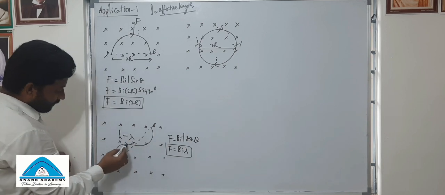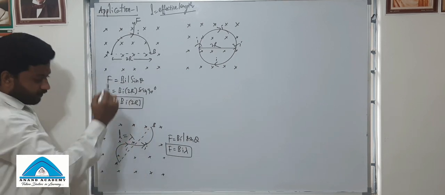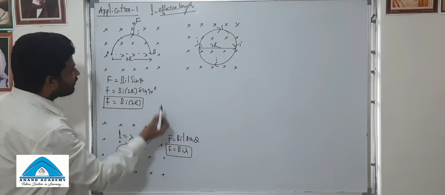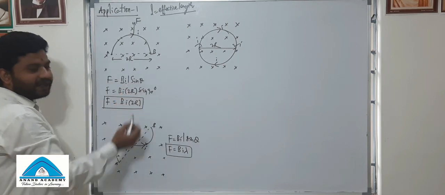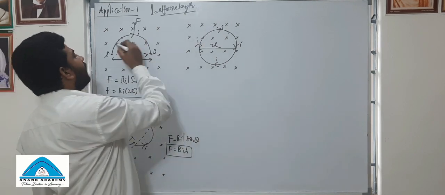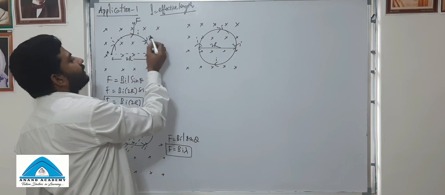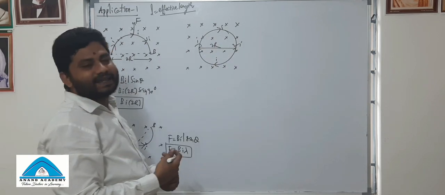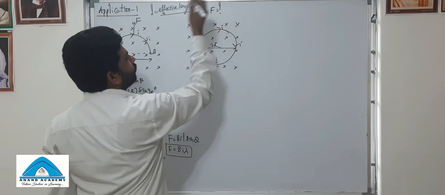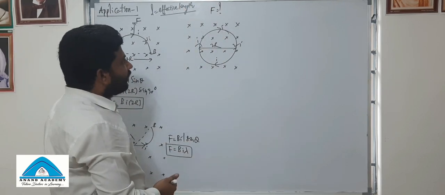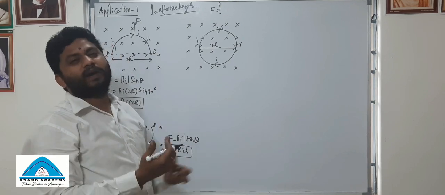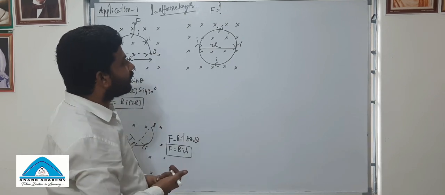Here also we should mention the current. When there is no current passing through that wire, there will be no force, because F is equal to BIL sin theta; when I is not there, force also will not be there. Here the current flowing through this loop is I. Find the magnetic force, that's the question. One important thing, this question can be solved in two methods.